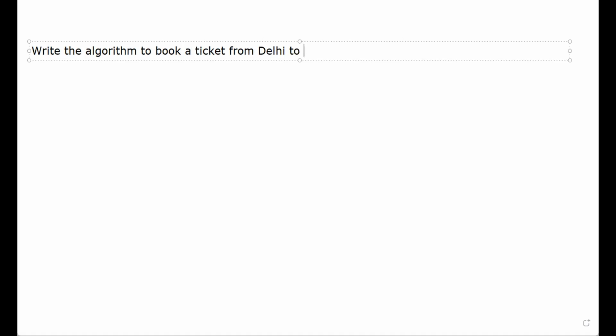Suppose I write down the algorithm to book a ticket from Delhi to Mumbai, by train. So my dear students, there are various steps.